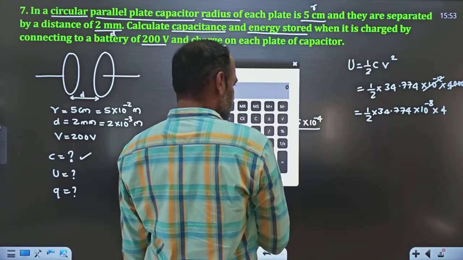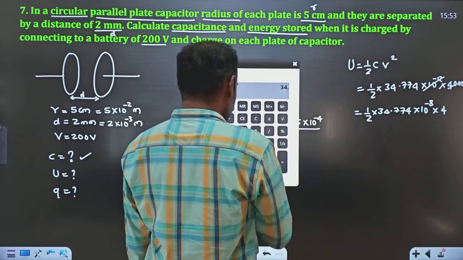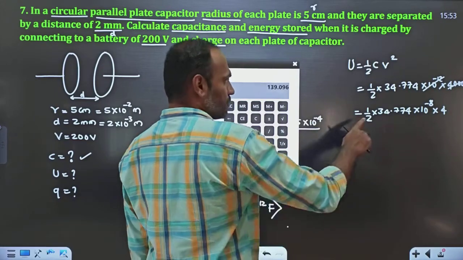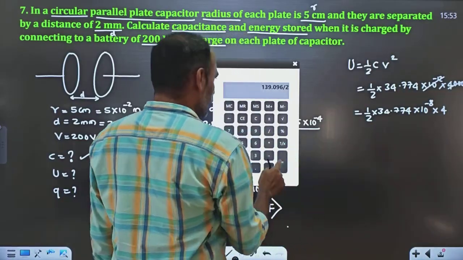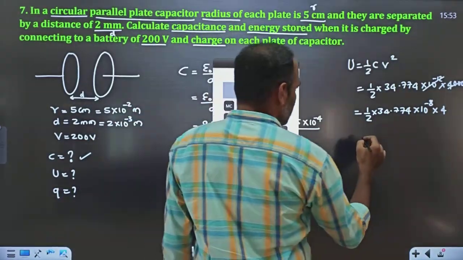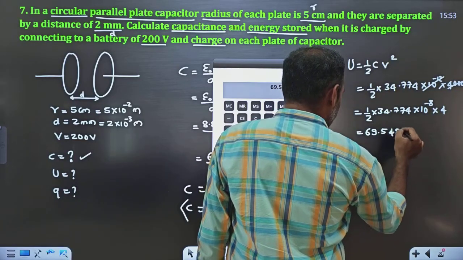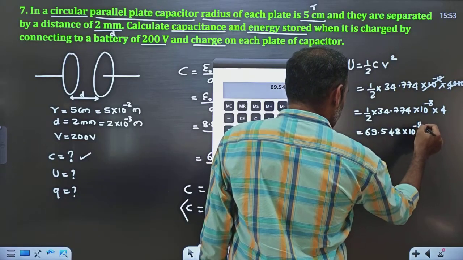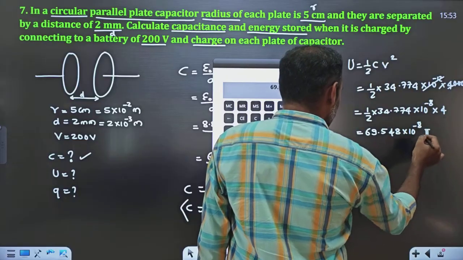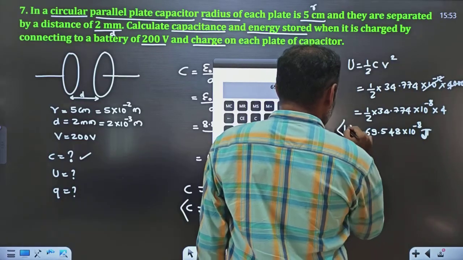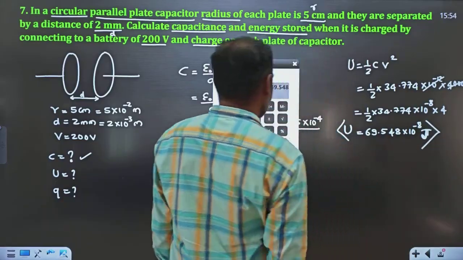So we will get 34.774 into 4 into 4, so the numerator is divided by 2. Divided by 2, 69.548. So this is 69.548 into 10 to the power minus 8 joule. Correct? Joule. So we will get the energy as this much. So this is the energy.